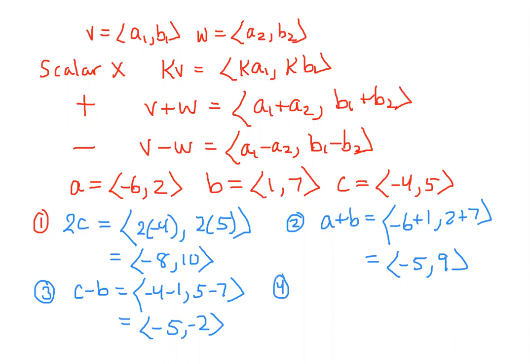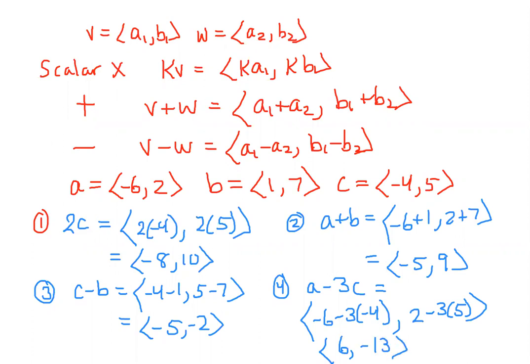And number 4, okay, this one's a little more complicated. A minus 3C. So that's going to be A, which is negative 6, minus 3 times the C, or 2 minus 3 times C. So that's equal to 6, negative 13. Okay, those are fairly simple operations with vectors. Multiplying by a scalar. Oh, there's more on the next page. Let's do the last ones.